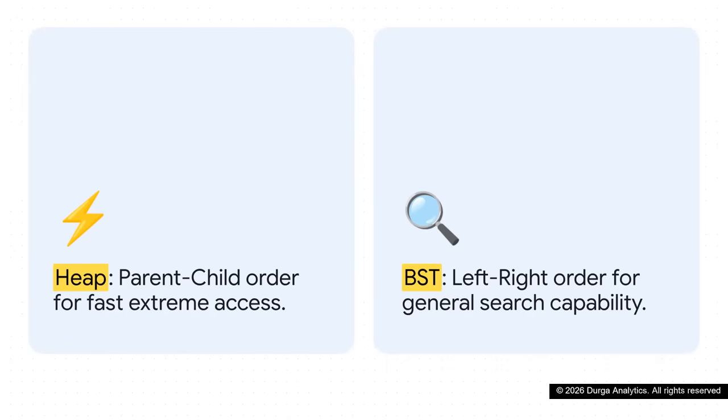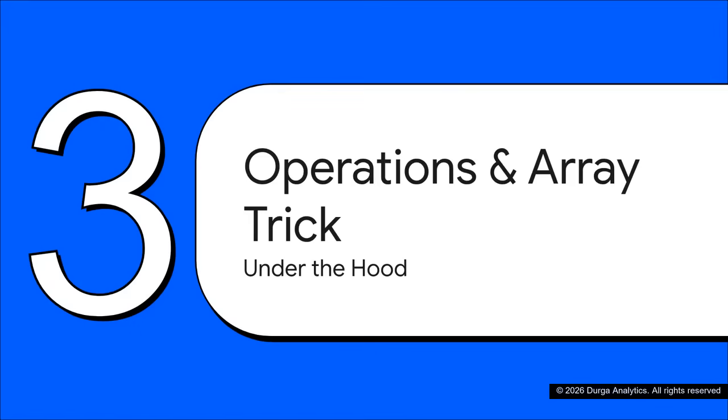This much looser, just enough ordering is exactly why a heap is drastically cheaper to maintain under a heavy production load. We don't care about sorting the whole thing, we only care that the extreme value floats right to the top. Let's move on to part 3. Operations and the array trick. Time to look under the hood.